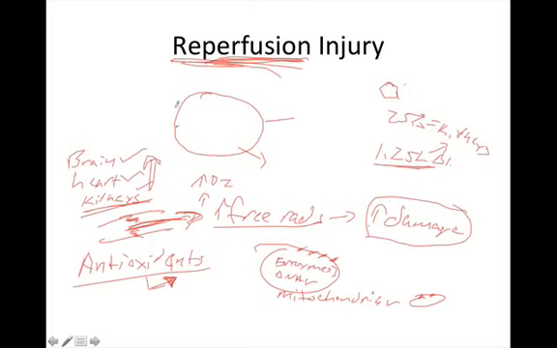So that's reperfusion injury, and I just wanted to talk a little bit about that as well, because that's something you may potentially run into. And my apologies for deleting that picture there.